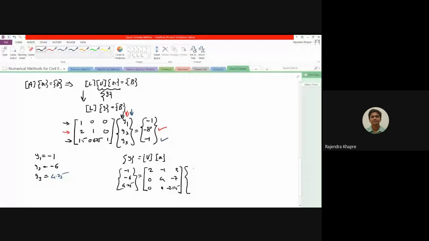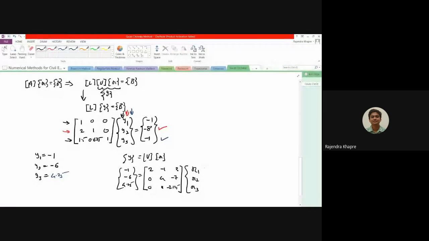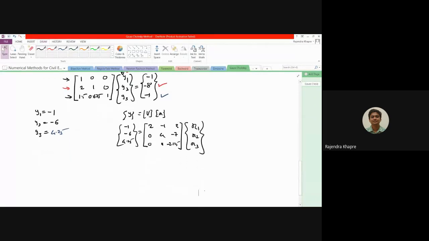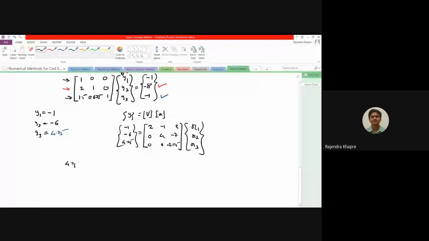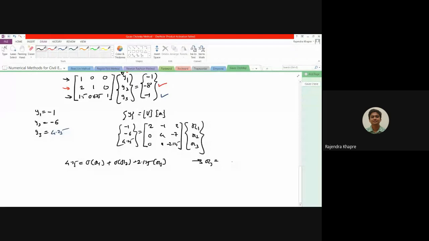Then this will be multiplied with x1, x2 and x3. So you can use the method of back substitution now, because this is Gauss elimination kind of stuff. If you go for back substitution, you will get an expression something like 4.25 equals 0 into x1 plus 0 into x2 minus 2.125 into x3. So this is going to give you the value of x3. How much is this? -2.